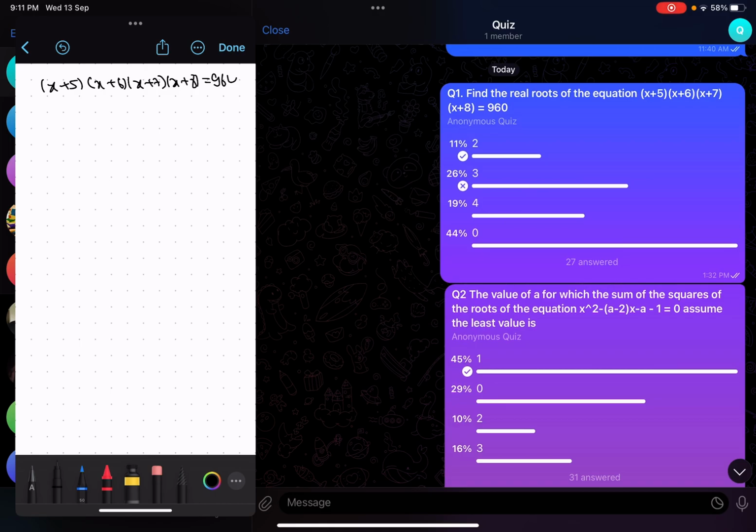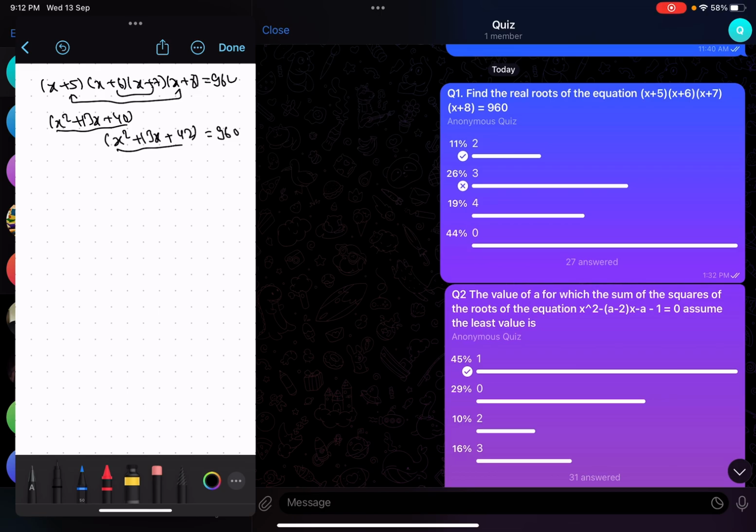Multiply the first and the last part, so you'll get x square plus 13x plus 40, and multiply the middle two, so you'll get x square plus 13x plus 42. Basically we have multiplied these two parts only because we wanted to get it in this form so that we can substitute. This is equal to 960.